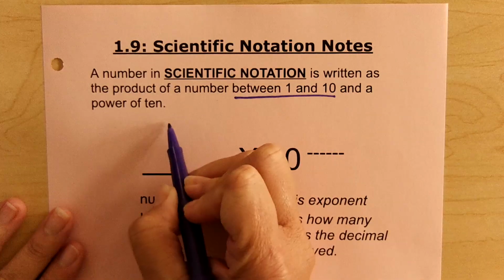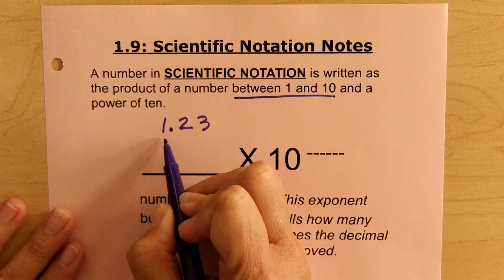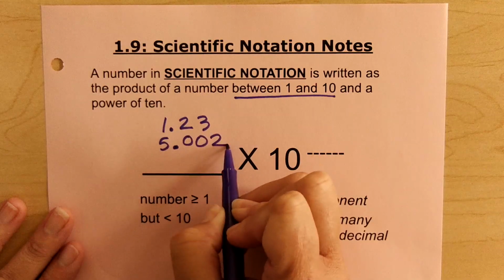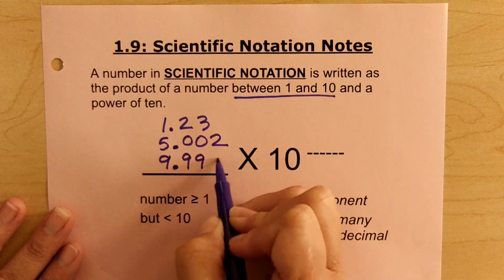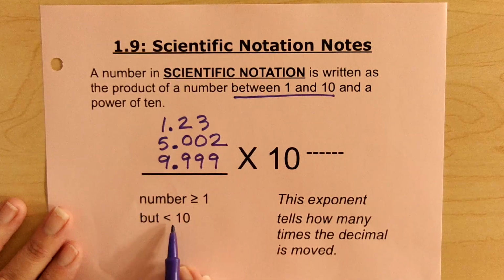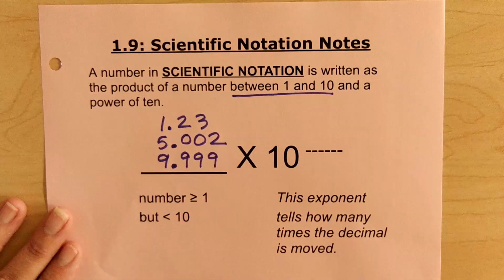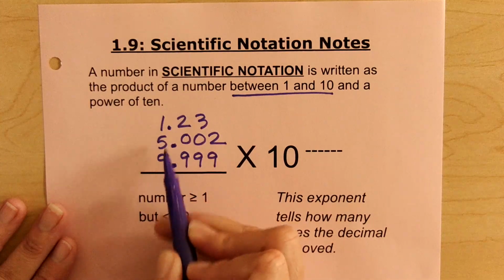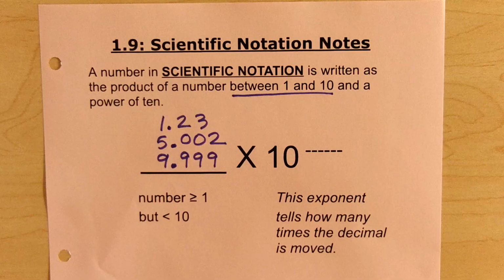So that could be like 1.23, or that could be like 5.002, or could be 9.999. So all of these numbers are greater than or equal to 1 and less than 10. Okay? They could be positive or negative. That part doesn't matter. What matters is how many numbers do you have in front of the decimal point. There should only ever be one number in front of that decimal point.